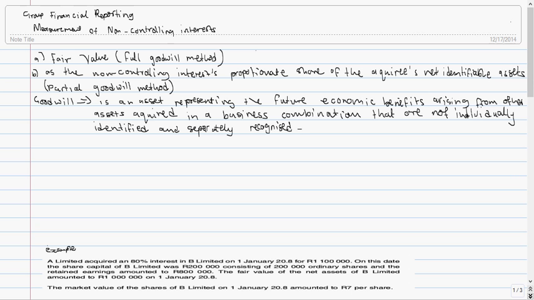Same applies with what we term a bargain. So when you have goodwill, we are saying you are paying a price which is higher than the total value of all the assets of the company, and that excess price that you have paid is what we term goodwill. In a bargain, we are saying that you are paying a price which is less than the value of the assets of the company being acquired. That's a bargain purchase.